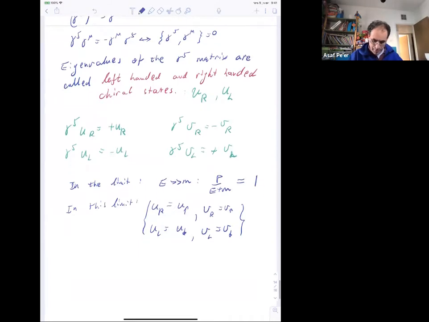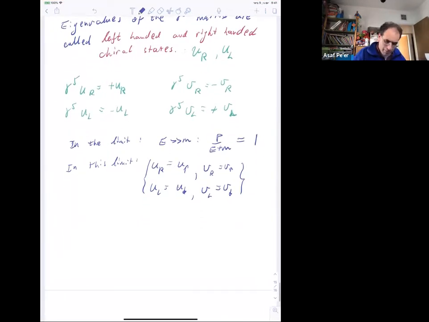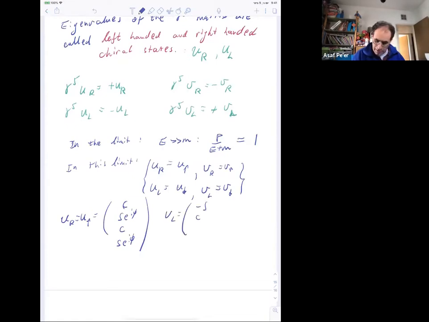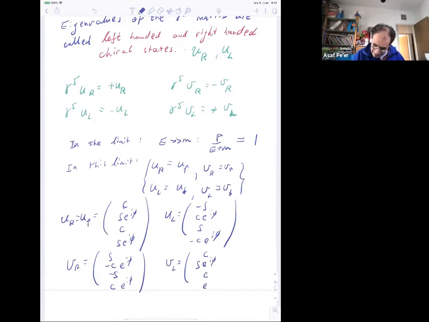Now in this limit, UR is U up, which is just C, S E to the I phi. And UL is just minus S, C E to the I phi. And VR is just S, minus C E to the I phi. And VL is just C E to the I phi, C S E to the I phi.